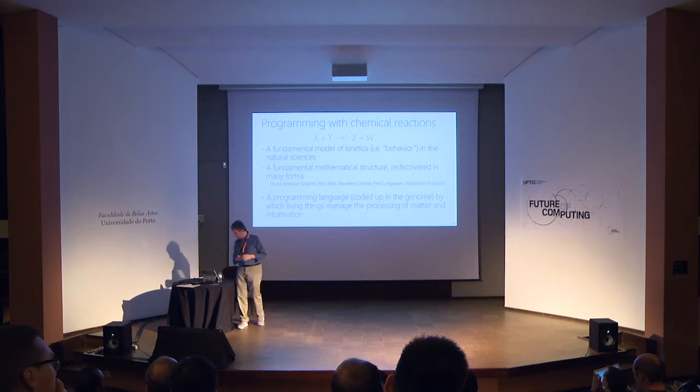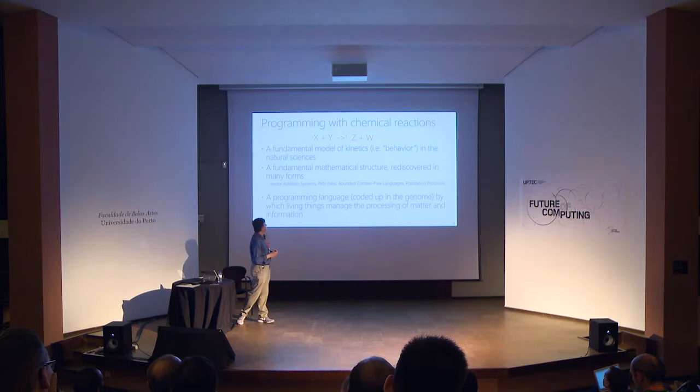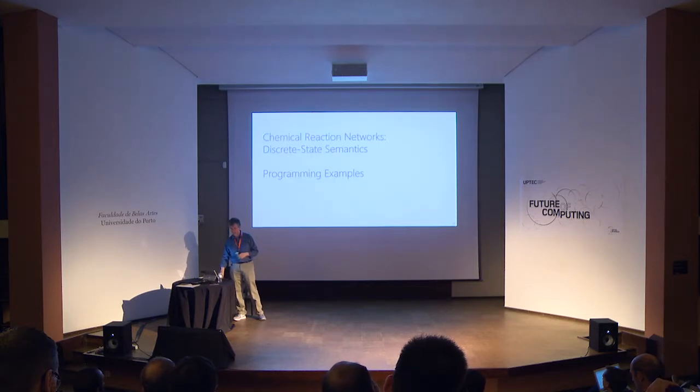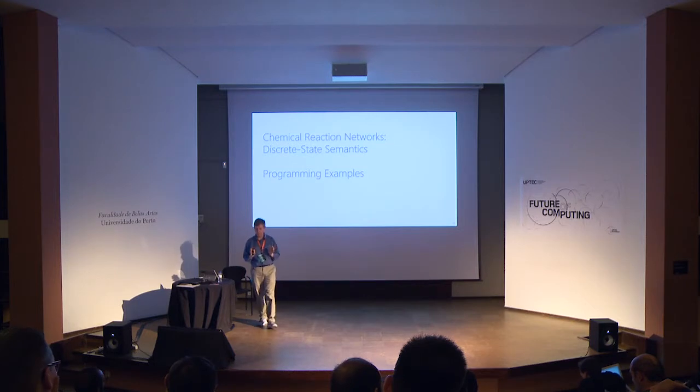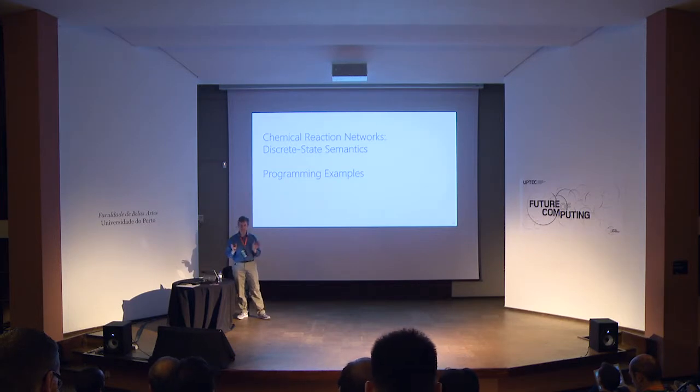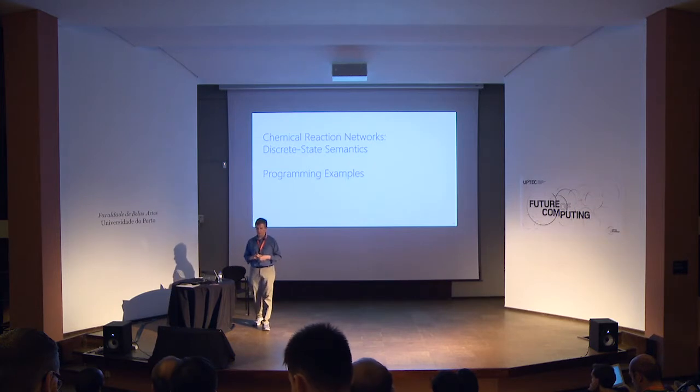In the last part, I will dig a little deeper into this theory of computation for chemical reaction networks. Unfortunately, there are two schools of thought. I don't know what to call them. There are two interpretations of chemical reaction networks, and I'll explain at the end how they differ. The first one is called the discrete state semantics.